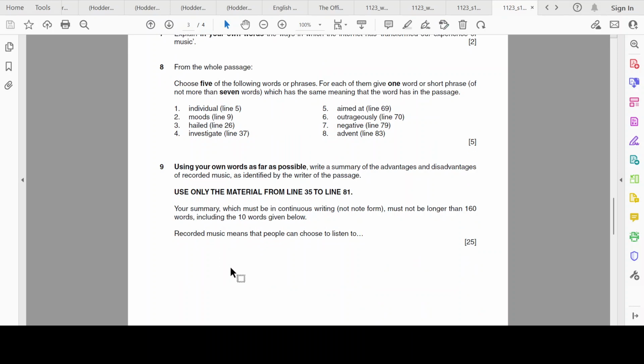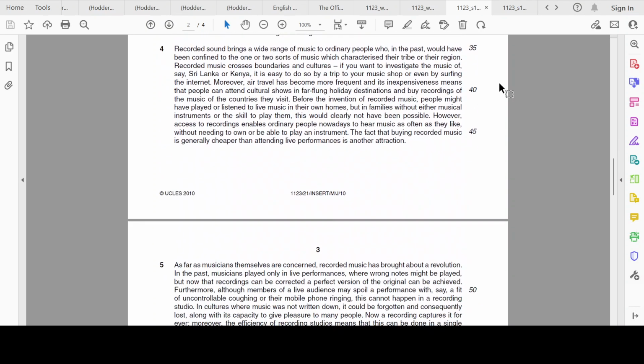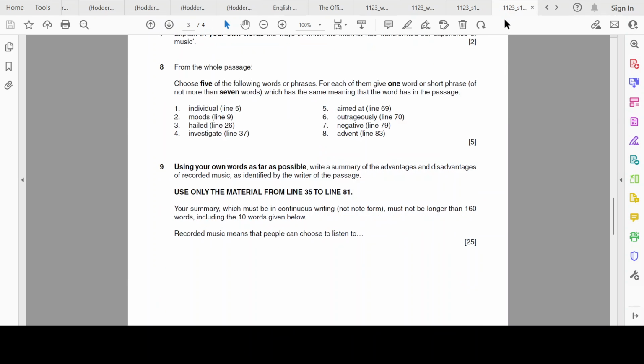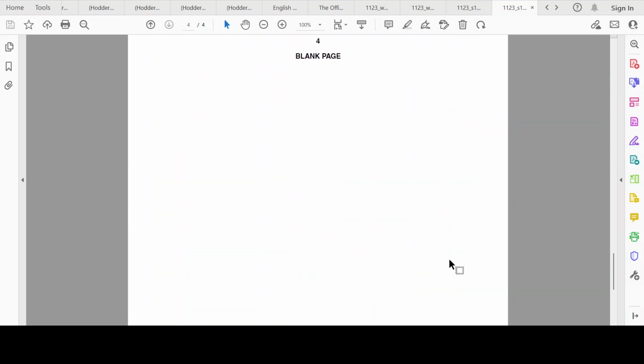And the summary, so it's just one long text, they're not two texts. And the summary is from part of the text. As you can see, they're highlighting from where to write the summary. They're saying line 35 to 81, must not be longer than 160 words, including the 10 words given. And so those are the 10 words given. So if you skip that, it basically boils down to no longer than 150, which is again something that we can do. The difference is the weightage. There were no other questions in the summary section, so the summary itself was a whole 25 marks. But we can adjust accordingly.